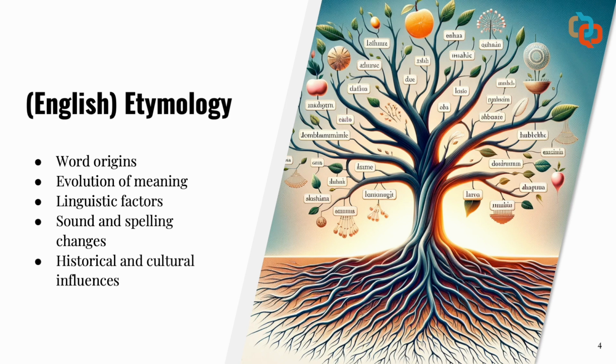Number 1, word origins, such as Latin or Greek origins. Number 2, the evolution of meaning. That is how and why the meanings of words have changed over time, as well as some historical and cultural involvements. And number 3, the sound or spelling changes across different time periods and linguistic contexts. And that is how we understand words are composed of roots and extended with other branches, just like the tree figure we see on the slide.